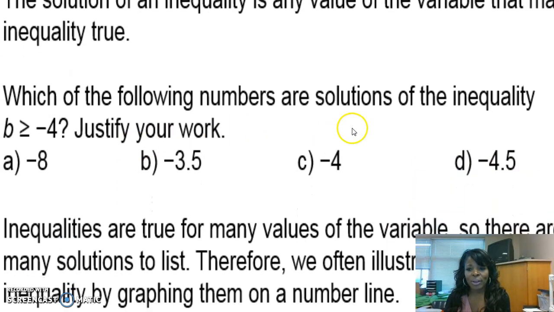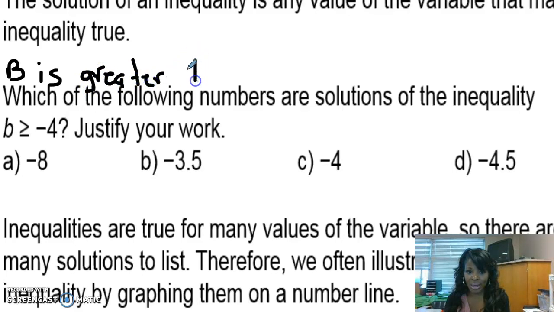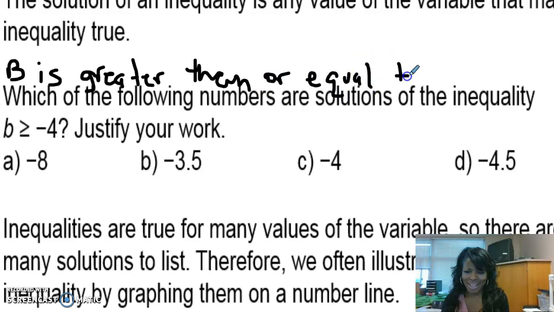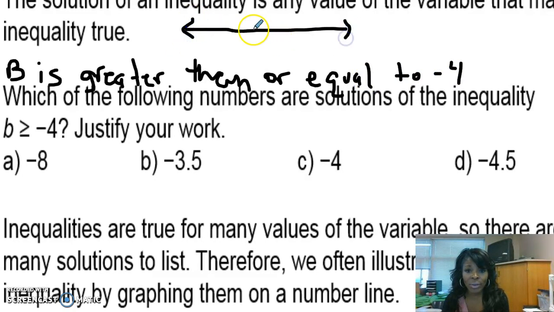Which of the following numbers are solutions of the inequality b is greater than or equal to negative 4? So the first thing I want us to do is write this out. B is greater than or equal to negative 4. All right, then let's graph it, because when we graph it, it helps us to make sure that we're selecting the correct solutions.